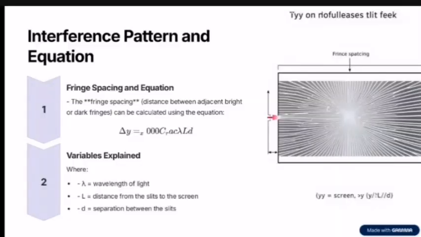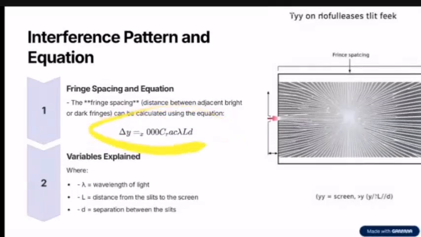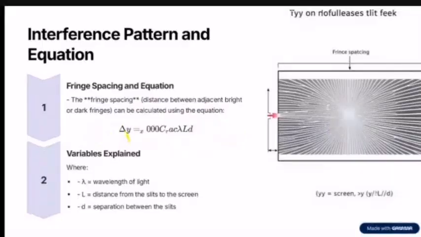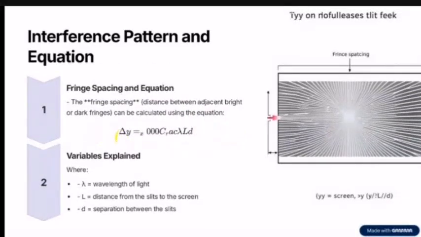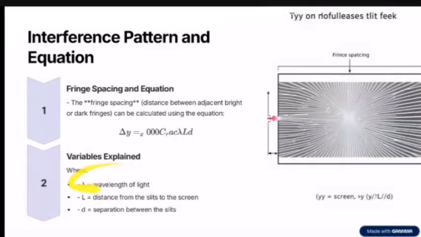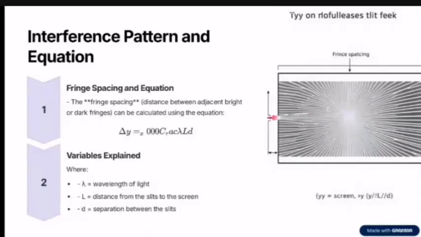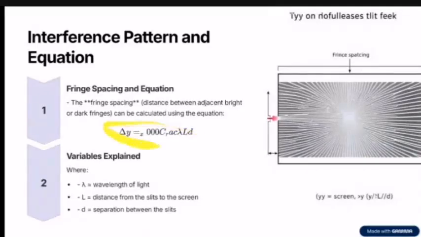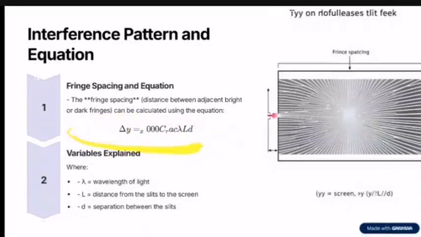Instead of writing this stuff that is going to look confusing, just write on your notes: delta Y is equal to lambda, that's the wavelength, times L over D. So that's the simple form of the formula.